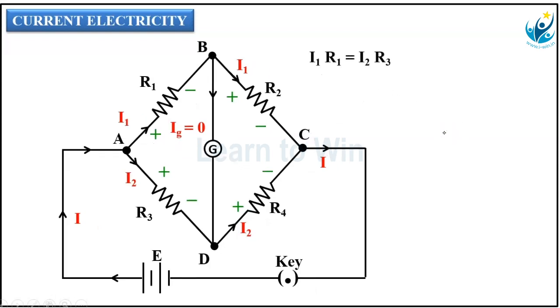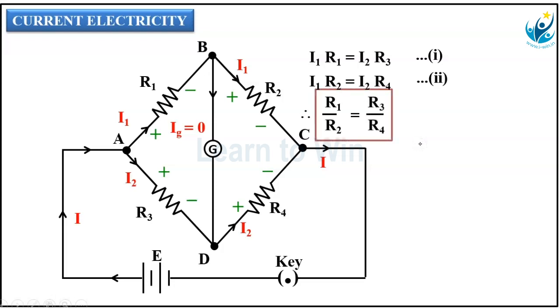Now from 1 and 2: I1 R1 equal to I2 R3, first equation; I1 R2 is equal to I2 R4, second equation. Taking 1 by 2, I1 cancels, I2 cancels. R1 by R2 equal to R3 by R4. This R1 by R2 equal to R3 by R4 is the formula for Wheatstone's bridge under balancing condition.